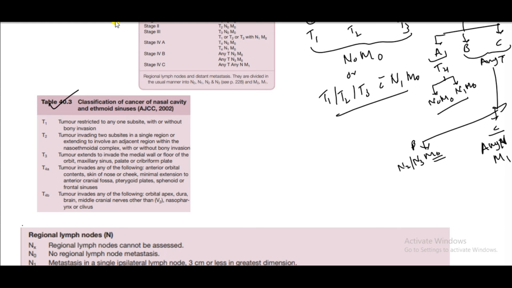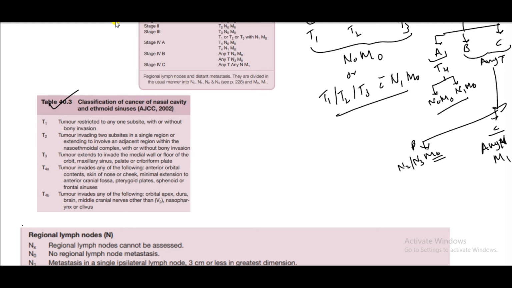And the classification of cancer of the nasal cavity and ethmoidal sinuses. T1, tumor restricted to any one subsite with or without bone invasion. In T2, tumor invading two subsites in a single region or extending to involve an adjacent region within the nasoethmoidal complex with or without bone invasion. T3, tumor extends to invade the medial wall or floor of the orbit, maxillary sinus, palate or cribriform plate.